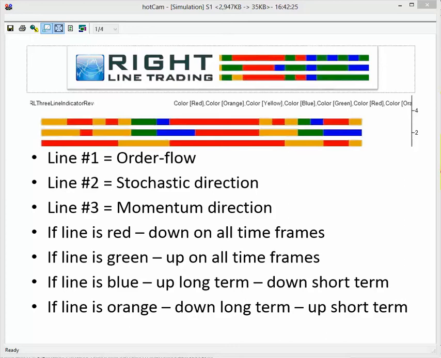Now, order flow measures the number of executed buys and executed sell orders at each tick and compares that with the number of executed buys and sells on the previous tick.